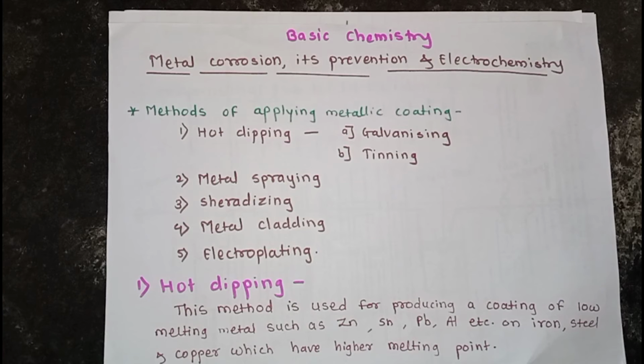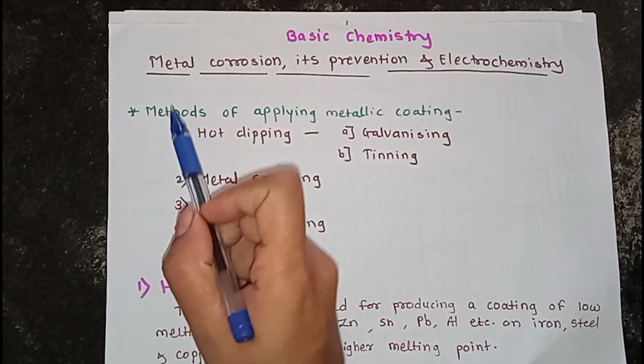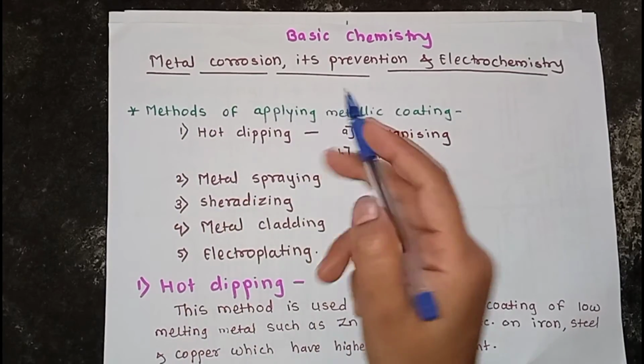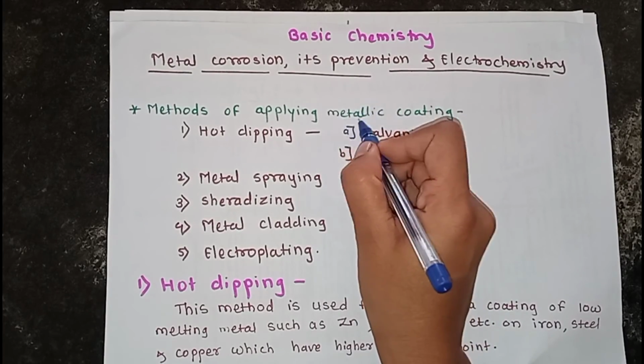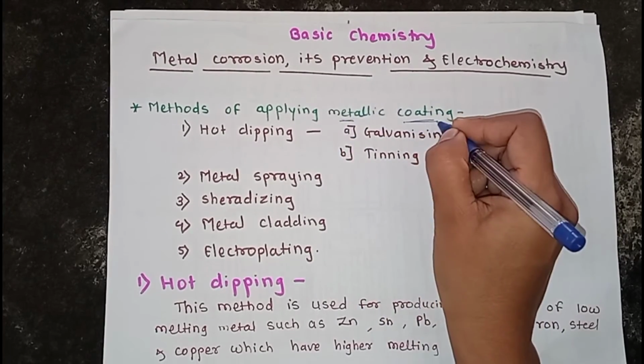Under protective coatings, we also discuss different types of coating methods, that is the inorganic protective coating method and the organic protective coating method. Here we discuss the inorganic protective coating method. Next, in today's session we discuss the methods of applying metallic coating, and how the metal gets protected from corrosion by using a metallic coating over it.